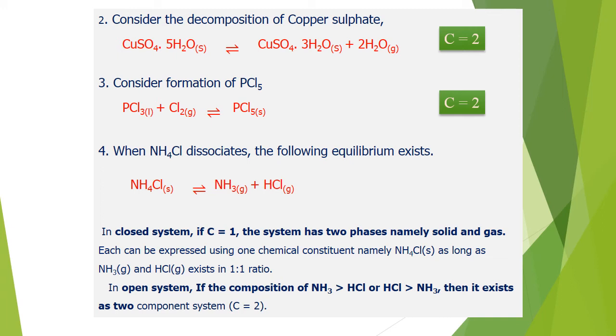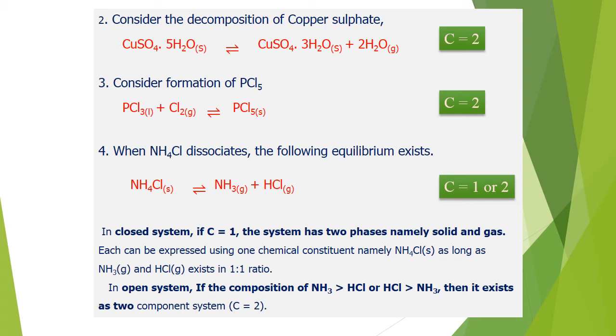Now what happens if in this decomposition process these 2 products are in the gaseous state? Since these 2 are in the gaseous state, if it is a closed system, I can define it with 1 component itself. See here NH3 and HCl in the gaseous phase turn out to be NH4Cl. So I can define the solid phase as ammonium chloride, and the gaseous phase also as ammonium chloride, because it is 1:1, of the same composition, and these are miscible, so they constitute a single phase. Since it is a single phase, I'll be able to say the component is 1.